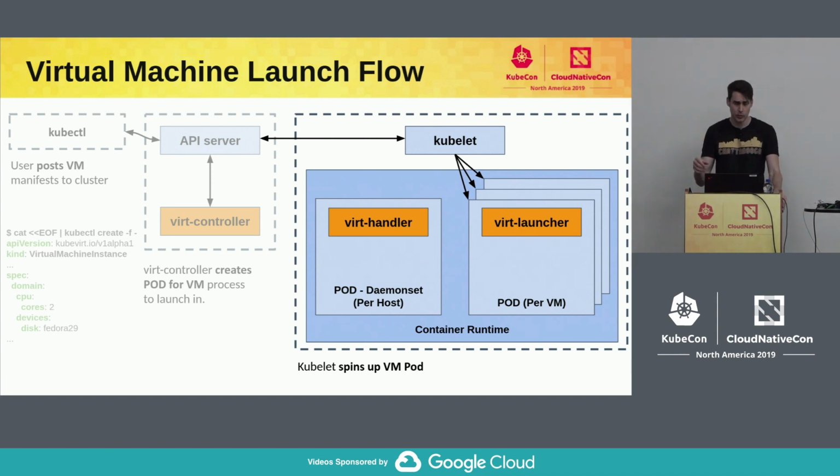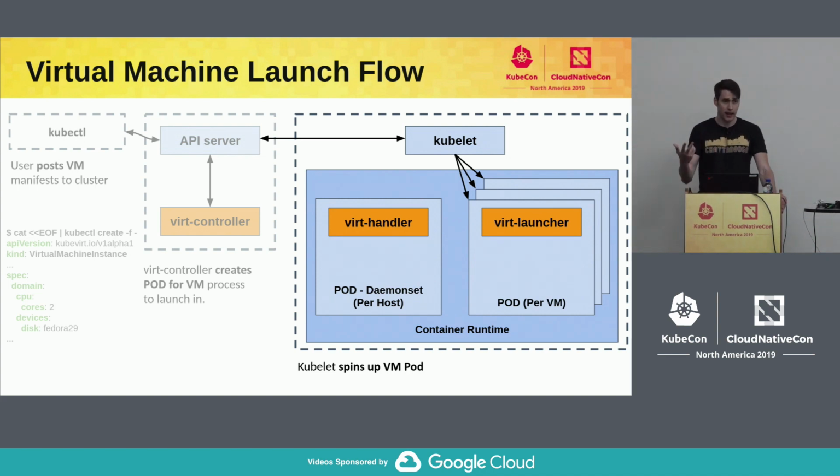And virt-launcher, which is a tiny shim process that's only responsible for bringing up that QEMU process in the pod. So virt-launcher is a dumb process. It has no privileges except exactly what it needs to start that process, and has no access to things like the Kubernetes API server or anything like that.